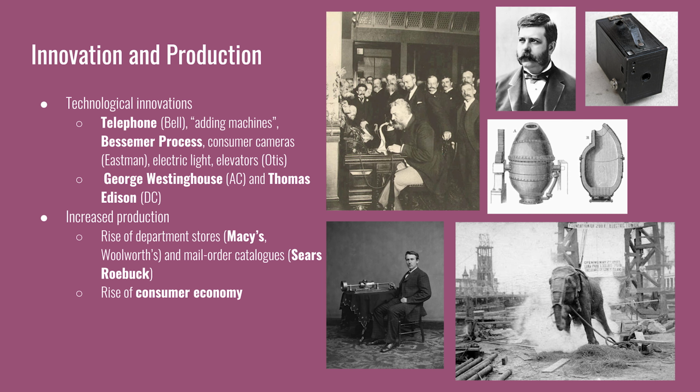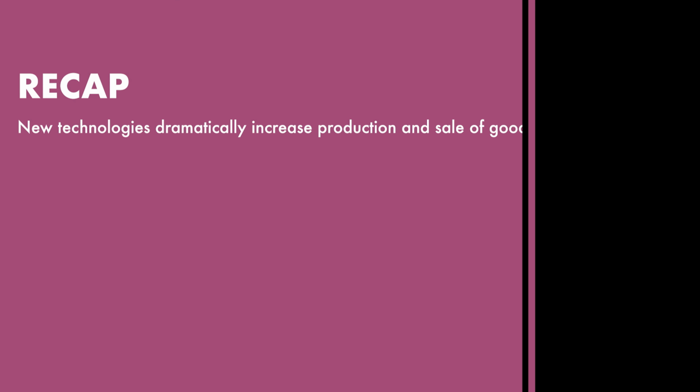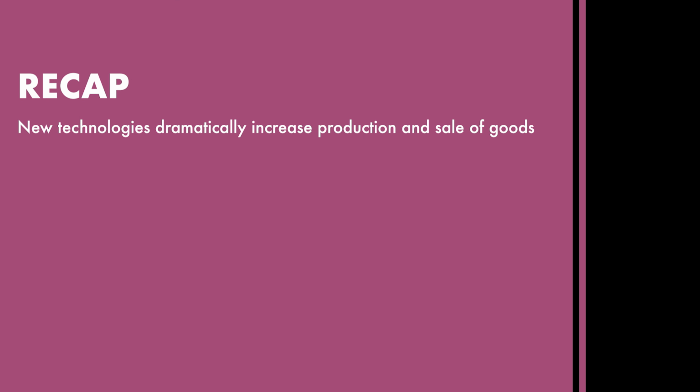It was the 19th century version of Amazon Prime, and everything was transported through the rail system, so there wasn't two-day shipping. It helps lead to a rise of consumer economies all across the United States now that markets are connected through railroads. And that was it. Here is our recap. New technologies dramatically increase production and sales of goods.